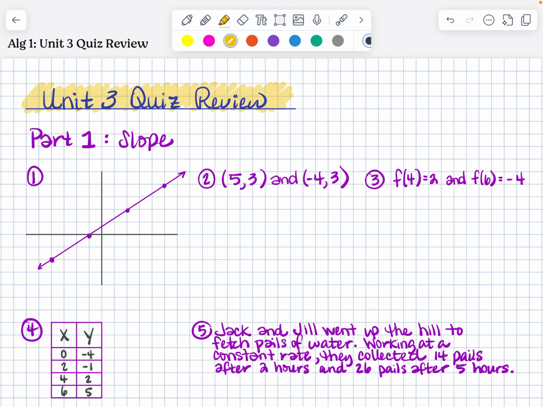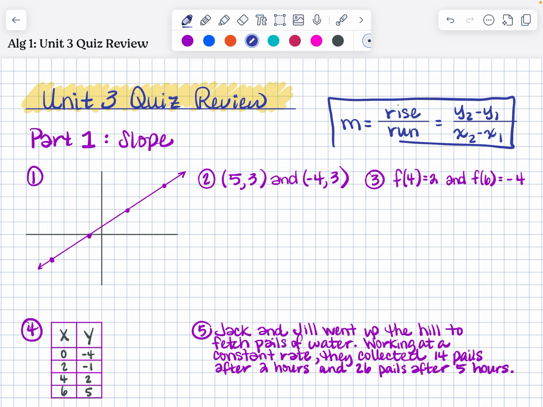Okay, so this is just a quick review going over the two things that are on our quiz for Unit 3. The first part is slope. So let's see, remember the slope formula. Remember, slope is rise over run, meaning it's the change in y values divided by the change in the x values. And again, this formula is on your formula chart, so I'm just going to put that up there. Let me box that. There we go.